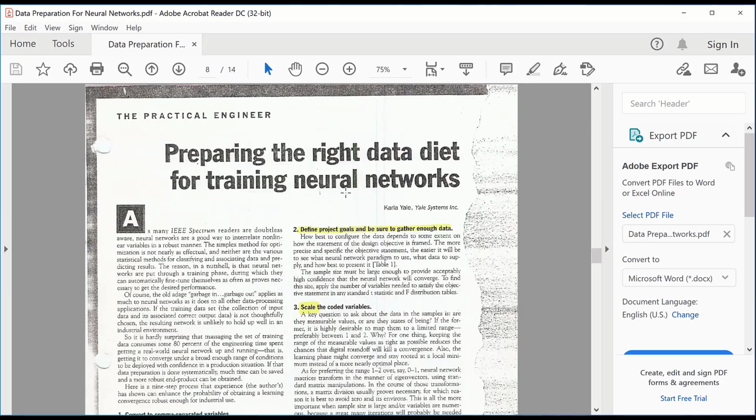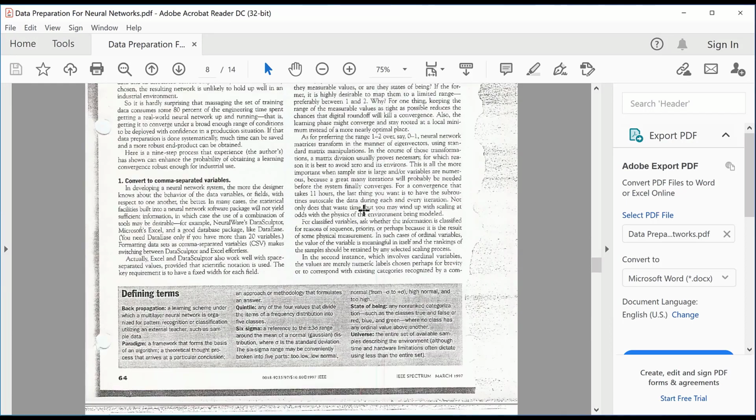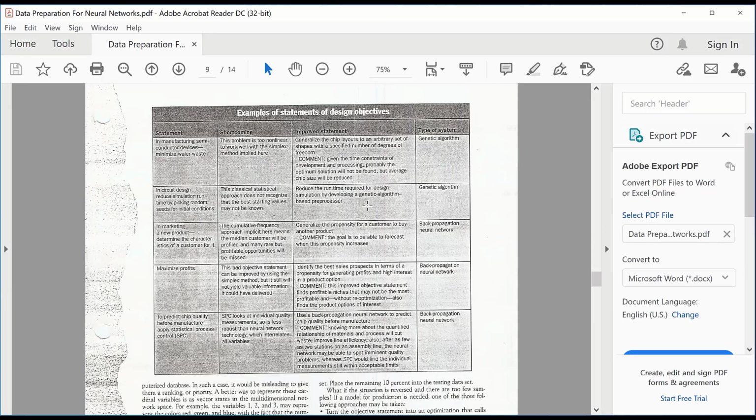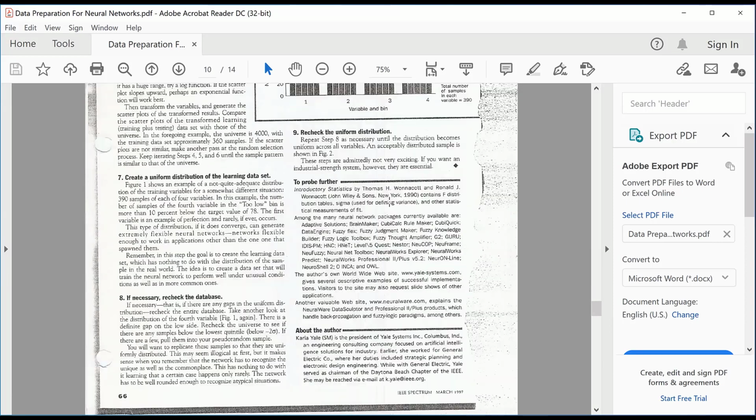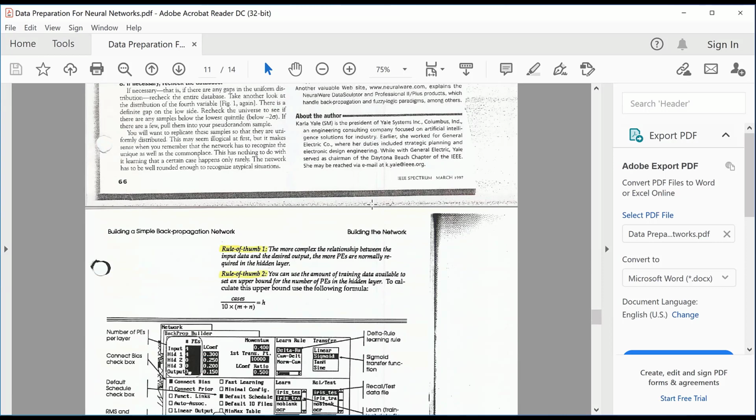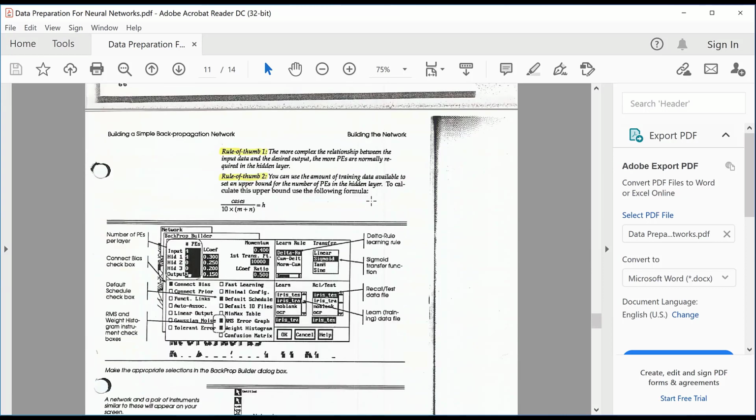This is another paper I've uploaded, Preparing the Right Data Diet. Key features here, we've talked about a lot of these: scale the data. That's obvious, I've showed you why. Make sure you gather enough data. In fact, the more data, the better, typically. There's a few other things I want to point out here. Oh, this is in the handout that I gave you for NeuralWorks.